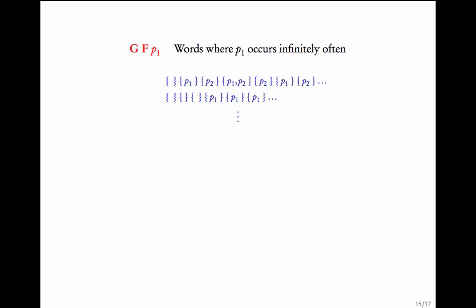GFP1, words where P1 occurs infinitely often. FP1 says that sometime in the future P1 is true, and GFP1 says that from any point in the word P1 should be true later. So here P1 is true. Again, here P1 is true, here P1 is true. So here F of P1 is true, here F of P1 is true, here F of P1 is true, here F of P1 is true, and so on. So this will correspond to the set of all words where P1 occurs infinitely often. At any point of time, FP1 should be true. For every position, there is a position greater than that contains P1.